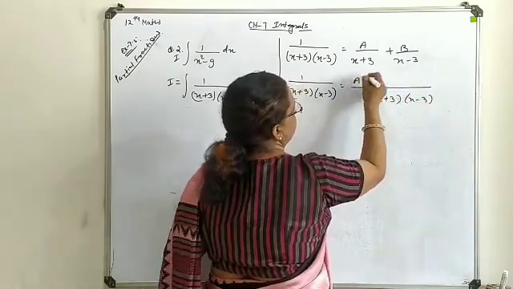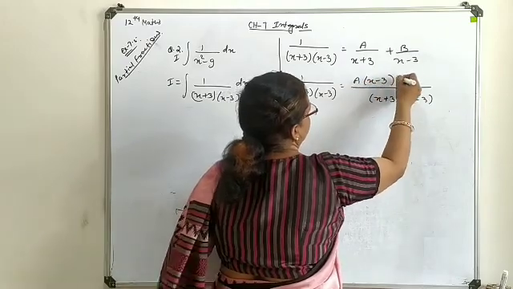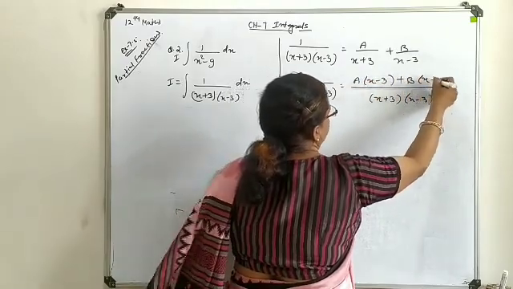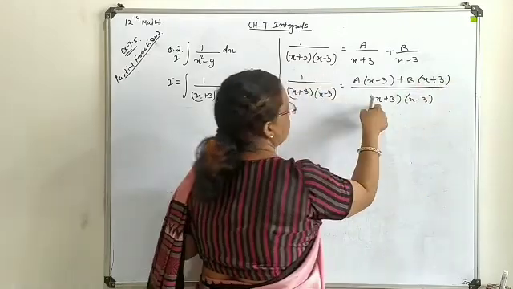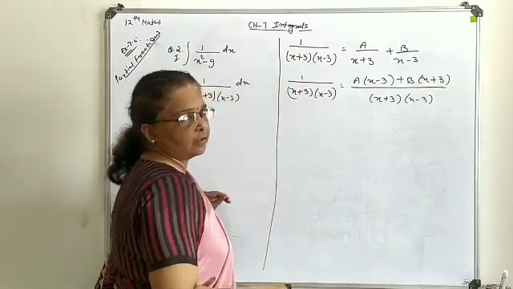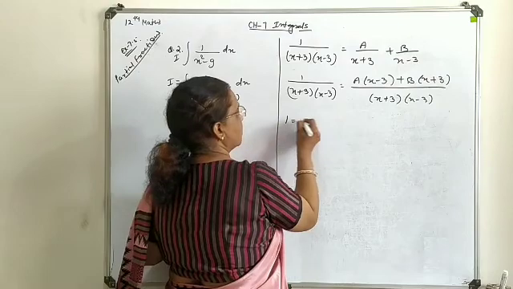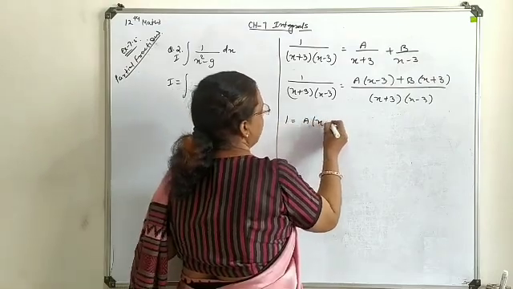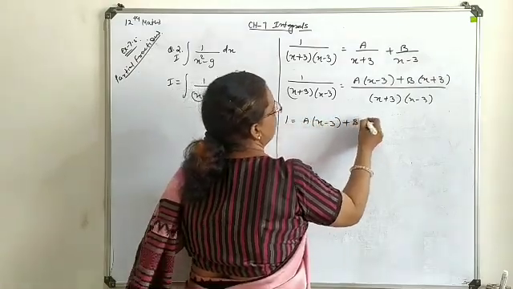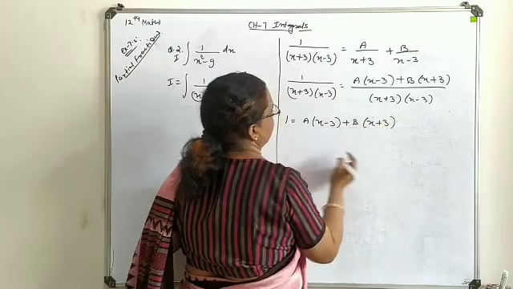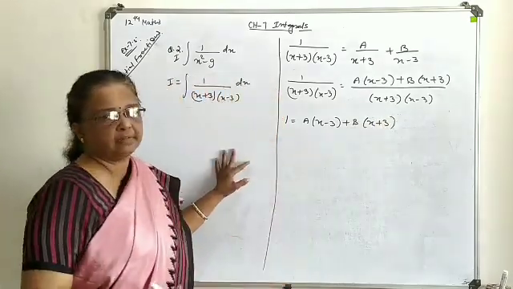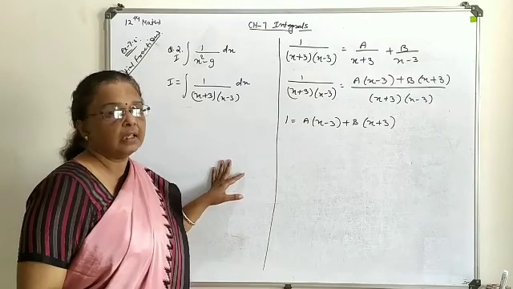So what will you have here? This is a, x minus 3 plus b, x plus 3. Now these two denominators will cancel. Go for comparison of the numerator only. So this is your a, x minus 3 plus b, x plus 3. This is the equation we have for further evaluation of the constant values.